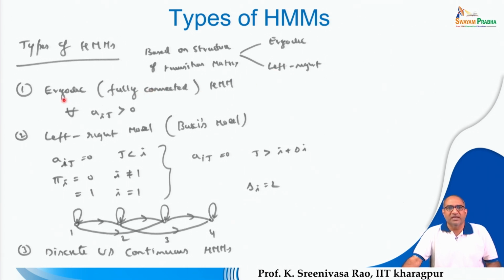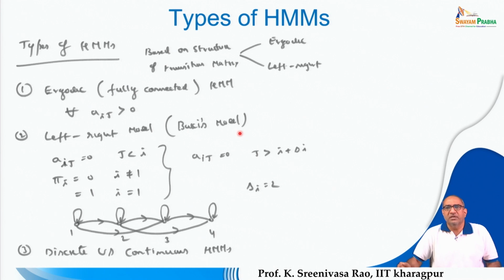As I mentioned, an ergodic HMM is a fully connected HMM. It means that for all i, j, Aij is greater than 0: all n by n values of the state transition probability matrix are greater than 0. From each state you can reach all other states with certain probabilities. This is known as the fully connected or ergodic HMM, and the other one is known as the left-right model or the Bakis model.